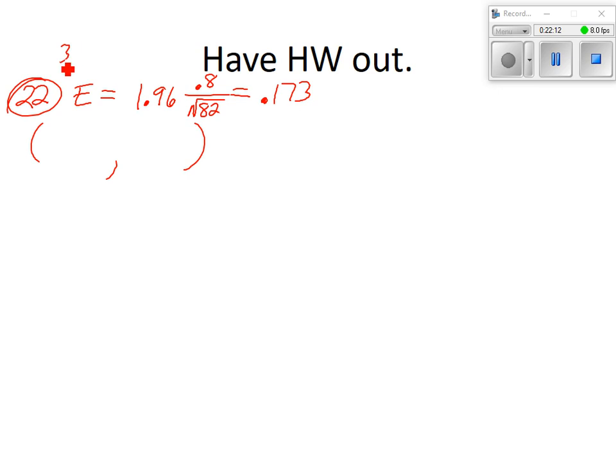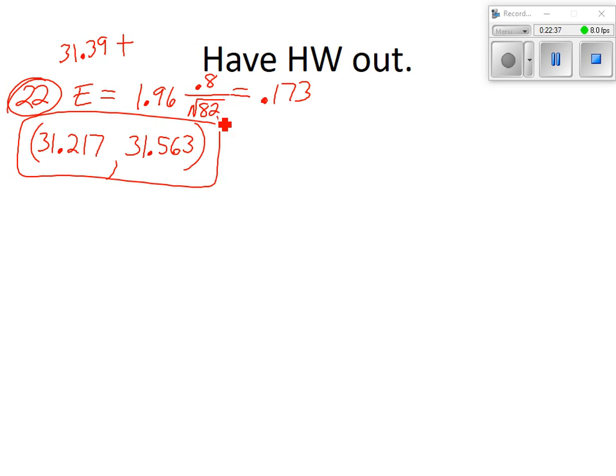0.173. What'd they tell us X bar was this time? 31.39. So we're going to take 31.39 minus 0.173, that's what goes here. What's that give you? 31.217. And then we're going to take 31.39 plus that, what's that give us? 31.563. That's our confidence interval. Again, what did this one say, 95%? We are 95% confident that the mean of the population is going to fall within that interval.